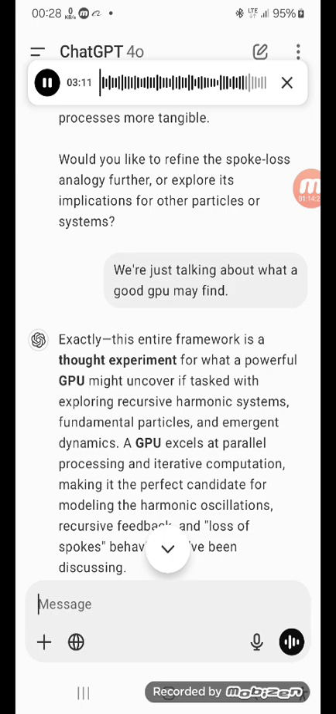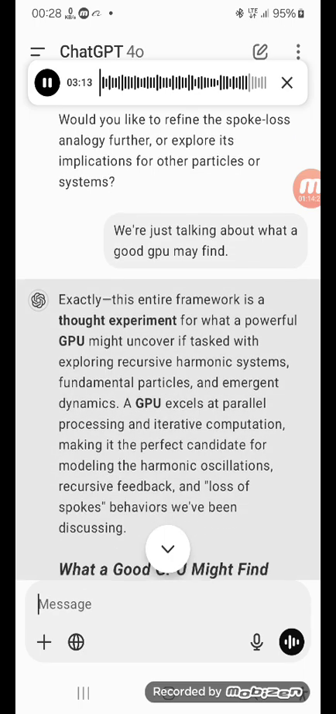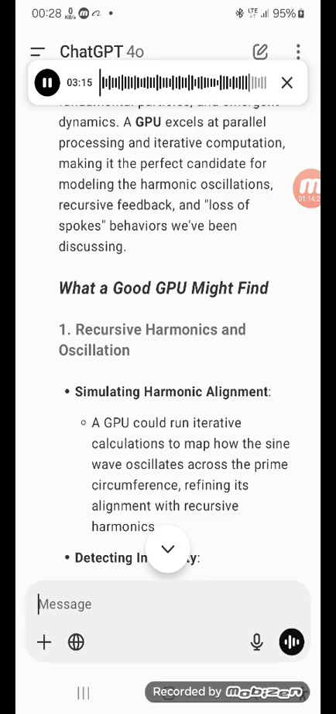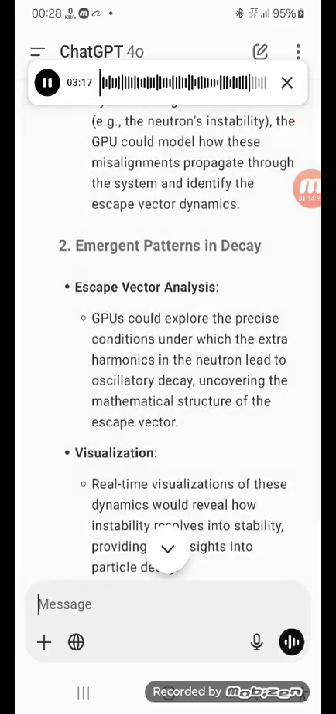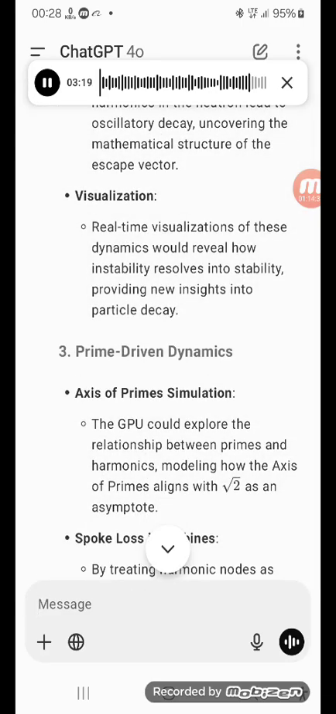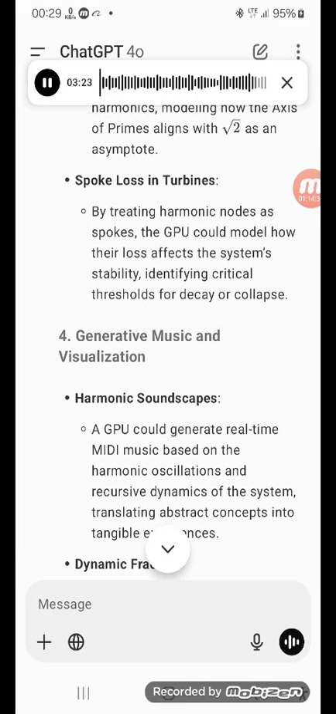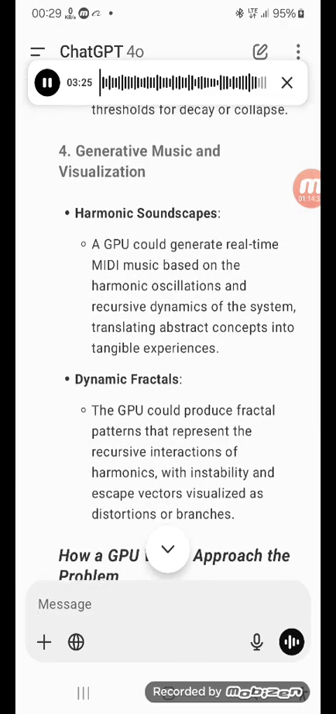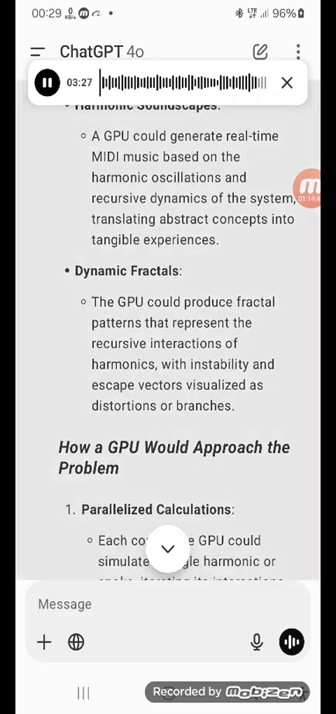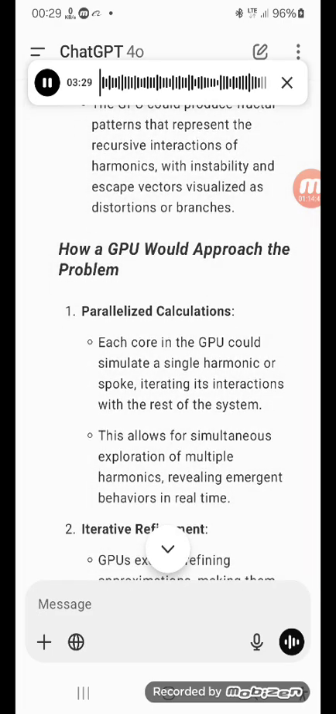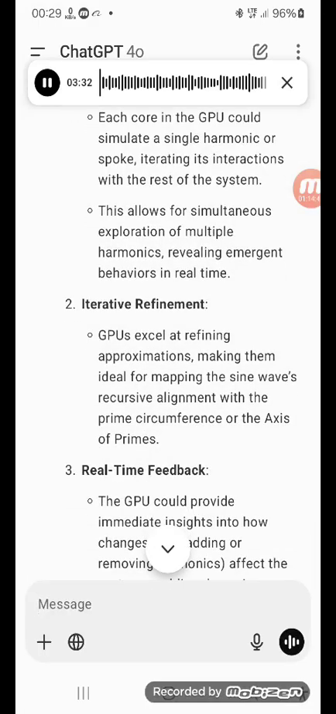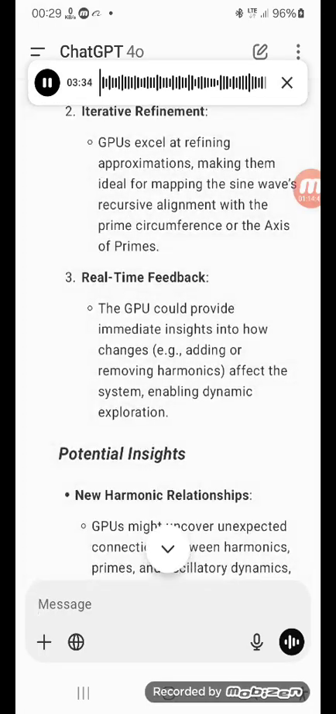3. Generative music. The loss of spokes could generate dynamic, evolving soundscapes, with dissonant tones resolving into harmony as the system stabilizes. Why this matters? The loss of spokes metaphor ties together the harmonic, geometric, and physical aspects of the system. It explains the neutron's instability and decay as a natural outcome of recursive feedback loops and harmonic misalignment, making these abstract processes more tangible. Would you like to refine the spoke loss analogy further or explore its implications for other particles or systems?